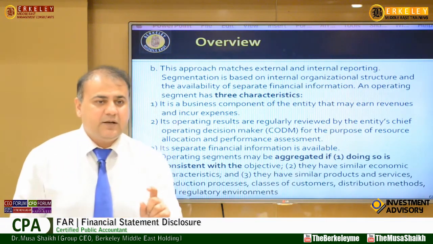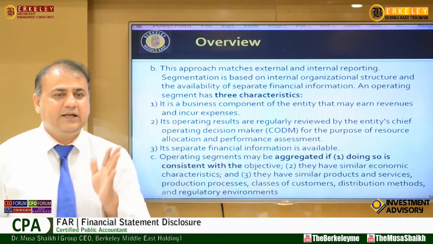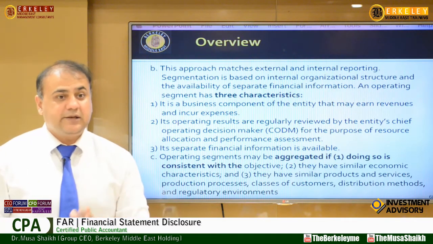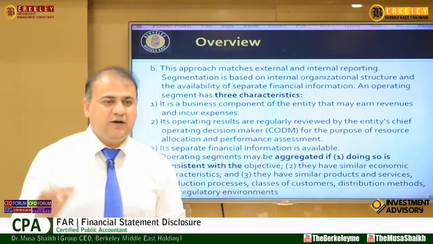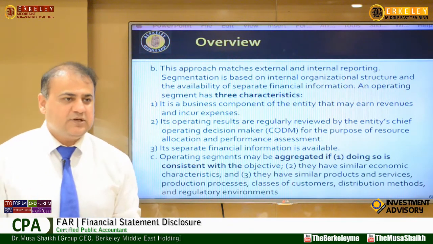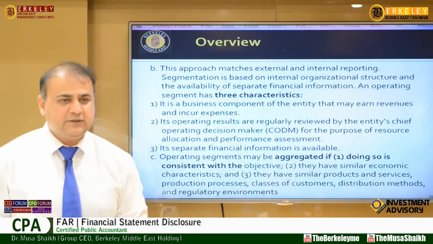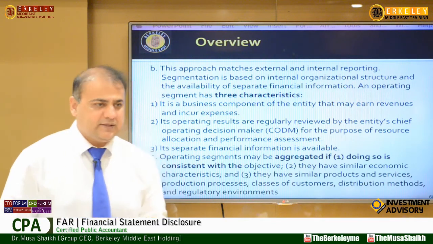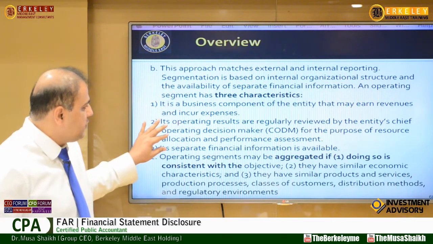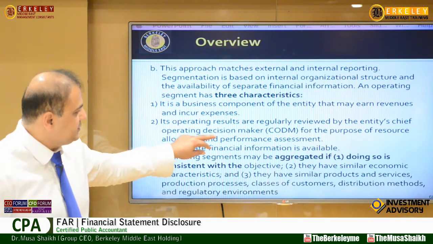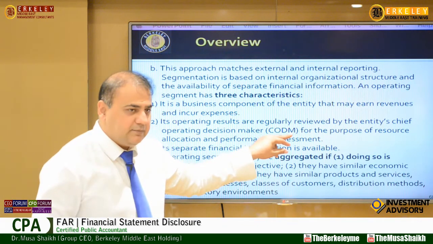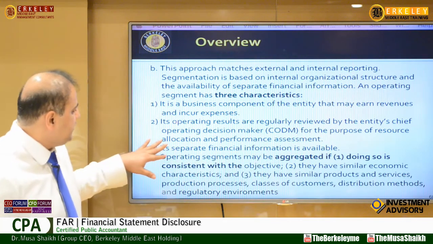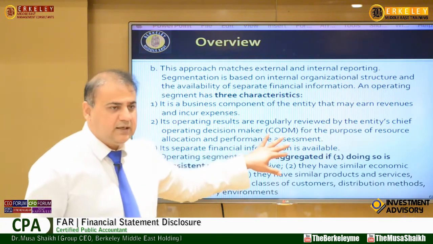Because segment profit means that there is an income related to this product and there are expenses related to this product. If at any point in time you have a segment that has income only and no expense, how will you do the segment profit, right? So a segment should have income and expenses associated with it. Second, its operating results are regularly viewed by the entity's chief operating decision maker, shortly we call it CODM, for the purpose of resource allocation and performance assessment.